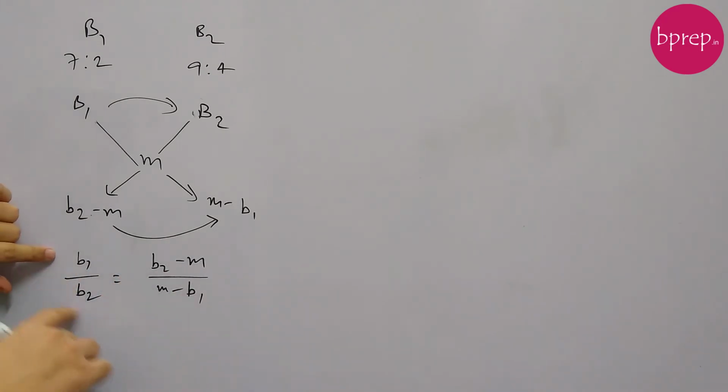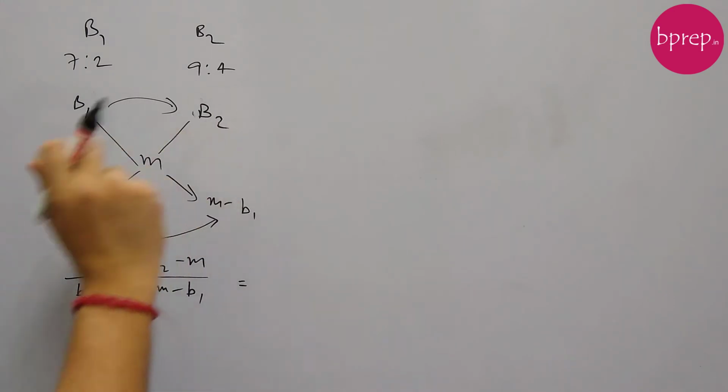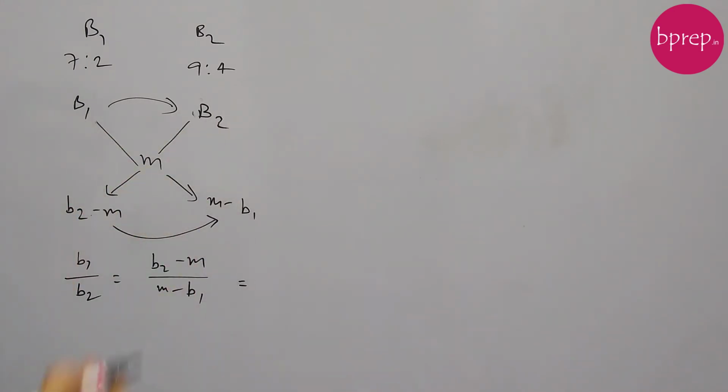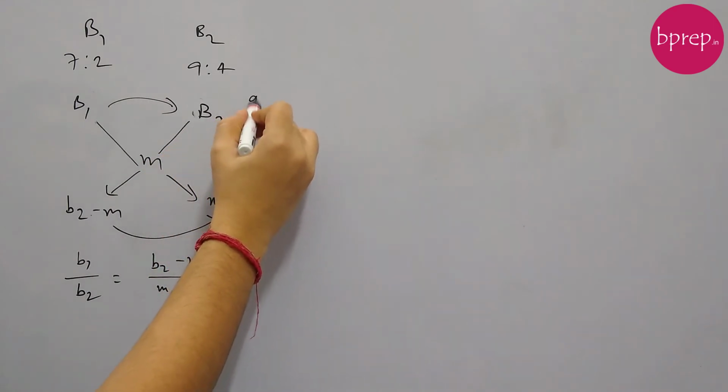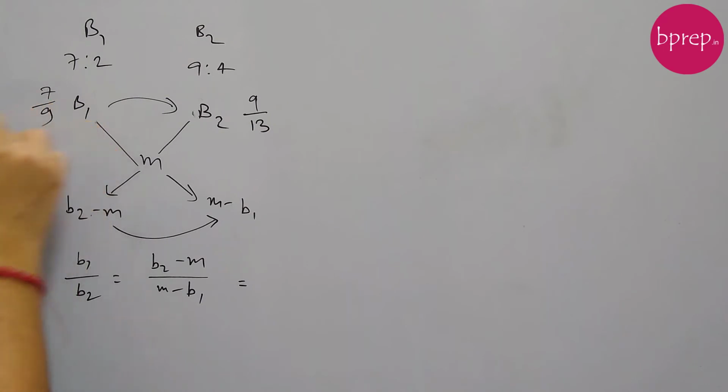Here I am writing these variables just to make you understand, otherwise you can directly put the values also. Now see, we cannot use both milk and water, so we have to stick to one. Either we use milk or we take water everywhere. If we take both, it's not going to work. So let's say we are taking milk everywhere. In bottle 2 the concentration of milk is 9 by 13, and in bottle 1 it's 7 by 9.